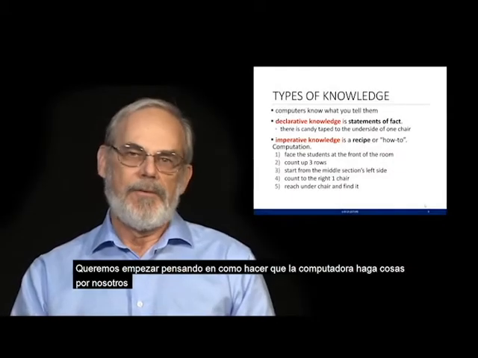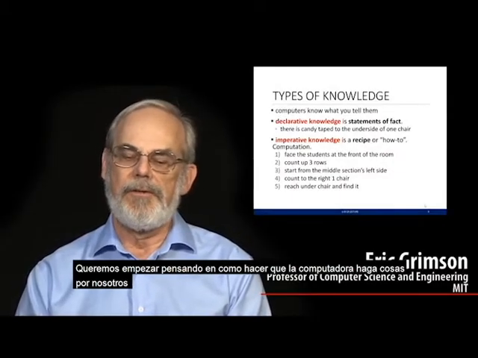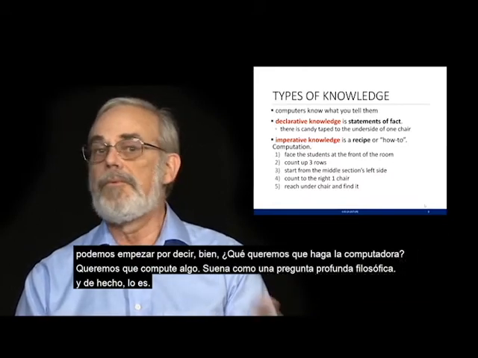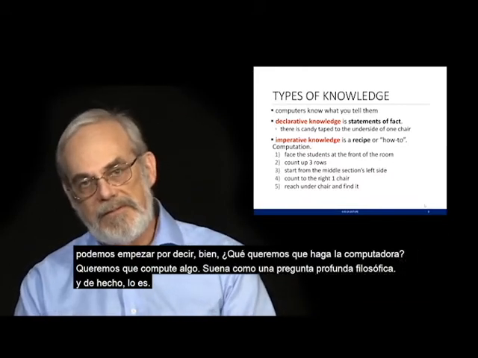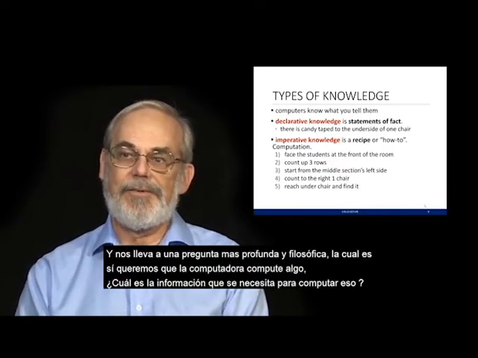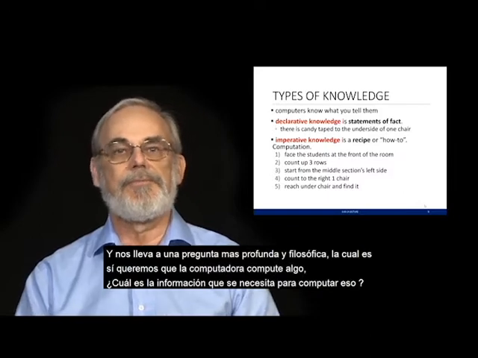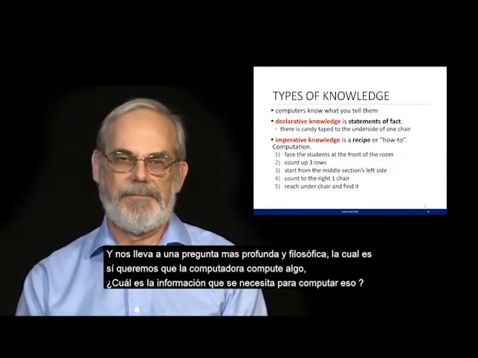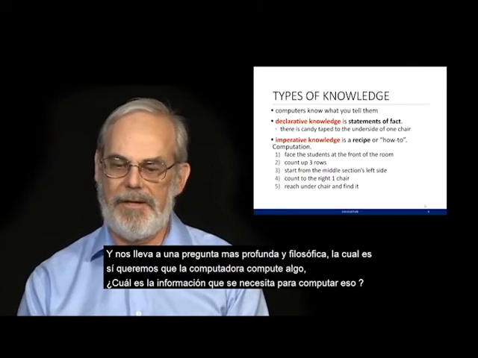Okay, we want to start thinking about how we get a computer to do things for us. So we can start by saying, well, what do we want a computer to do? We want it to compute something. Sounds like a deep philosophical question. And in fact it is, and that leads to an even deeper philosophical question, which is if we want a computer to compute something, we can ask, well, what's the knowledge that it's going to use to do that computation?